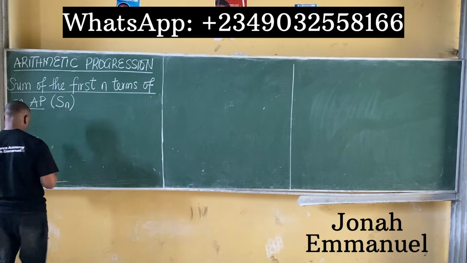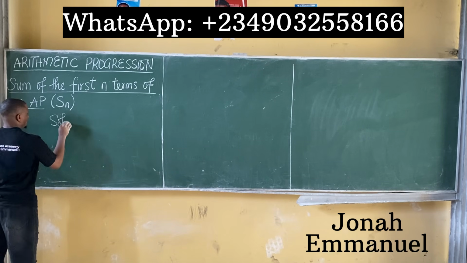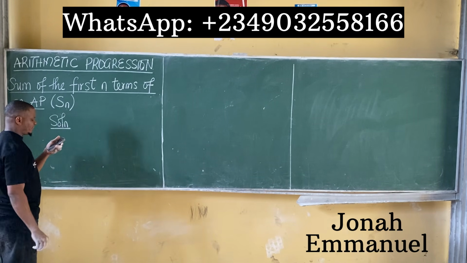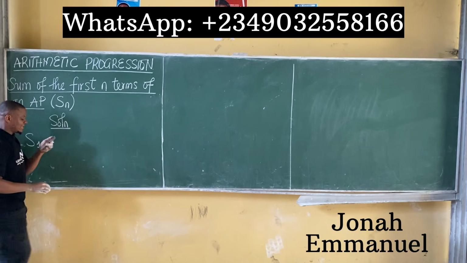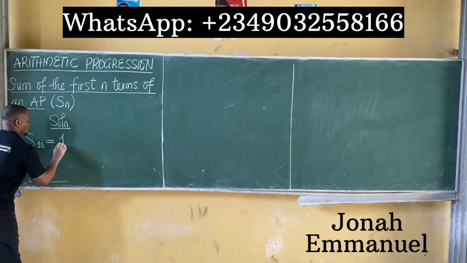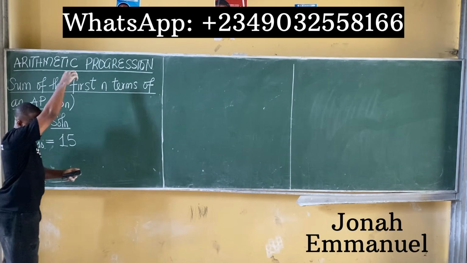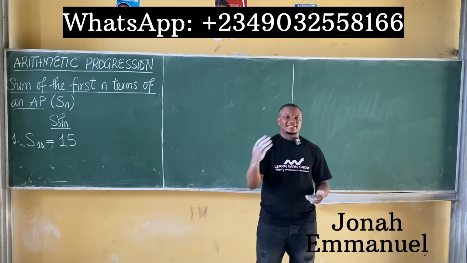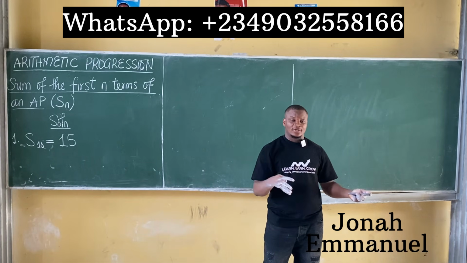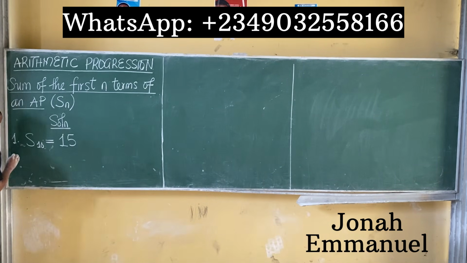Solution. They said the sum of the first 10 terms of an AP. So the first thing we are given there is S10. The sum of the first 10 terms of an AP is 15, so S10 is 15. They said the sum of the next 10 terms. The first term gives you 15. The next term means adding an extra 10 to the first one. That becomes 10 plus 10, which is 20.